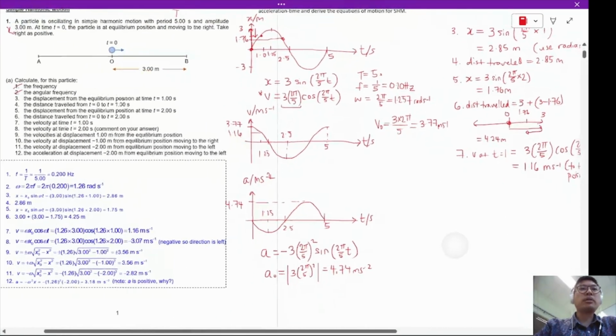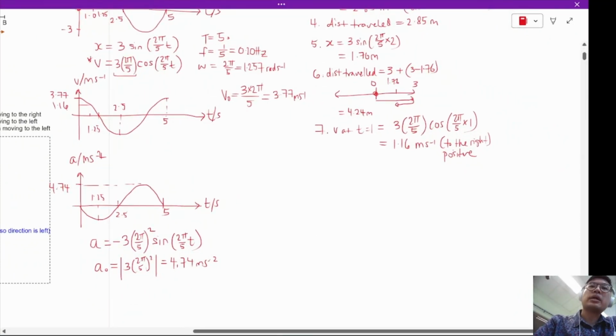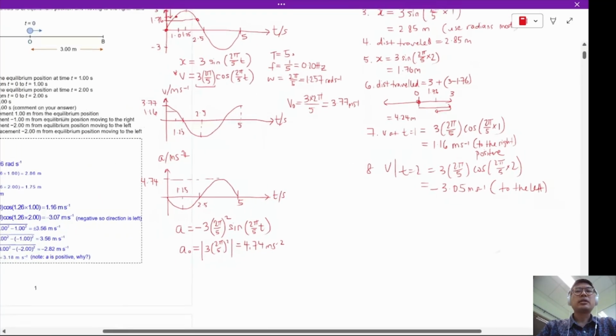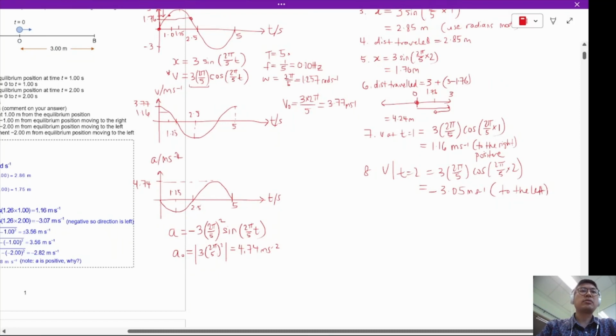Okay, so what is the velocity at 2 seconds? So the v at t equals 2 will be 3 multiplied by 2 pi divided by 5 times cosine of 2 pi over 5 multiplied by 2. And this gives us negative 3.05 meters per second, which means that it is to the left. Comment on your answer: the negative sign means that it is to the left.